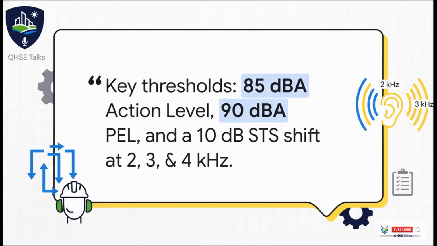Got it? Okay, let's just boil this whole thing down. If you walk away with anything, let it be this. 85 dBA is your action level. That's when the program starts. 90 dBA is the PEL. That's the hard limit. And an STS is that 10 dB shift at 2, 3, and 4,000 hertz. Seriously, if you can recite that in your sleep, you're in great shape.